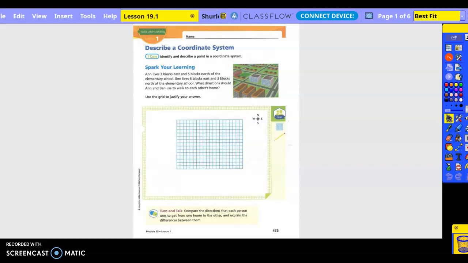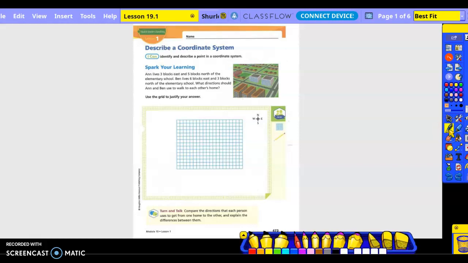Fifth grade math, lesson 19.1, describe a coordinate system. I can identify and describe a point in a coordinate system. Spark your learning. Anna lives 3 blocks east and 5 blocks north of the elementary school. Ben lives 6 blocks east and 3 blocks north of the elementary school. What direction should Anna and Ben use to walk to each other's home?